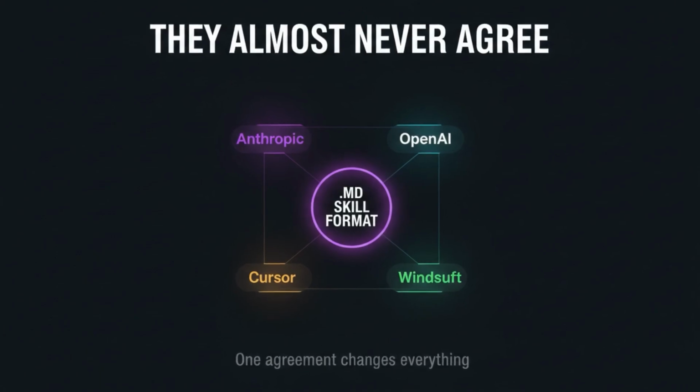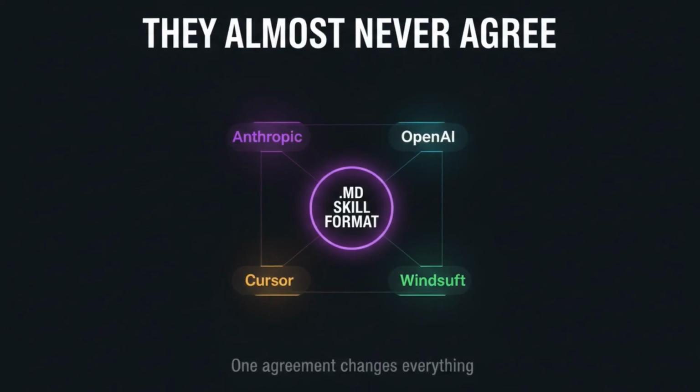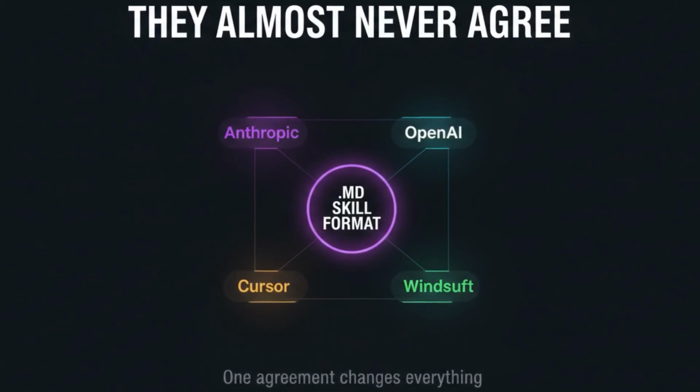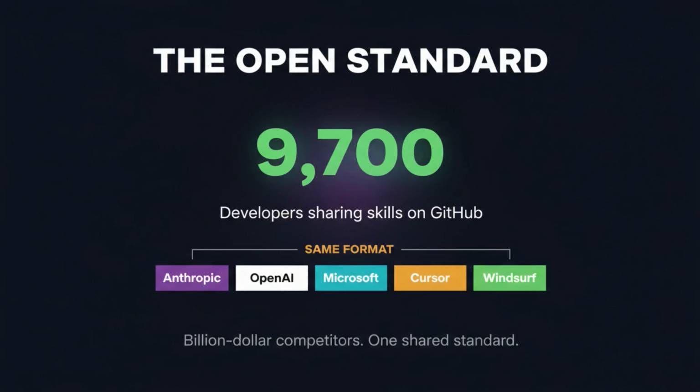5 of the biggest companies in tech just agreed on something they almost never agree on. And that agreement changes everything about where this is headed. A markdown file with English instructions. That sounds almost too simple. You might be wondering whether this is a real thing or just one tool's gimmick that'll disappear next quarter. Fair question. The answer is in the numbers.